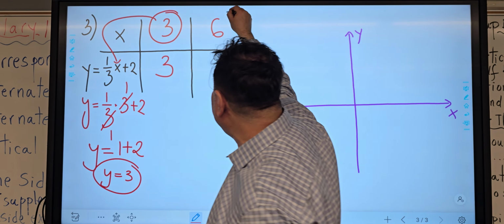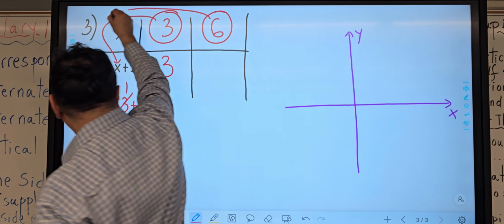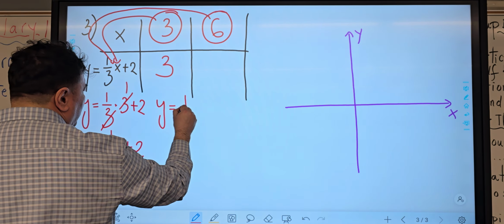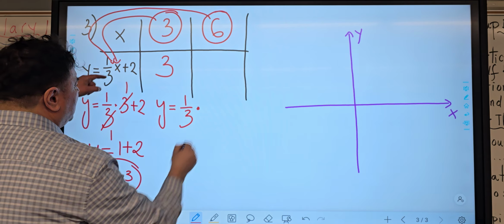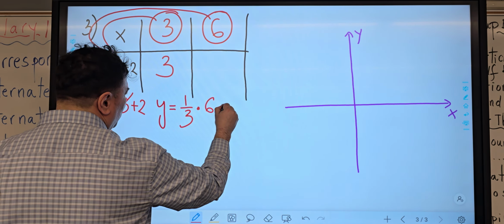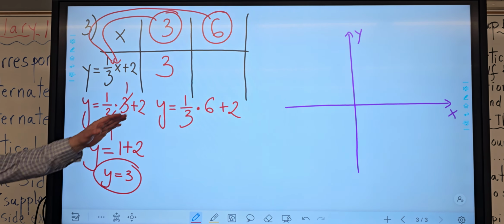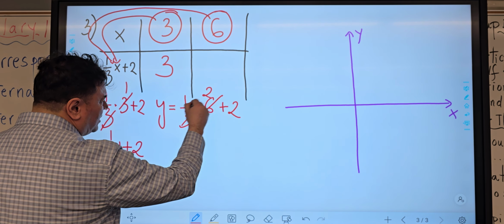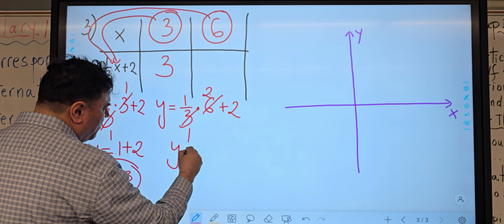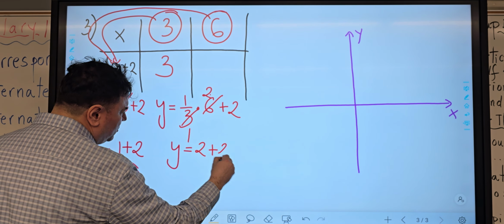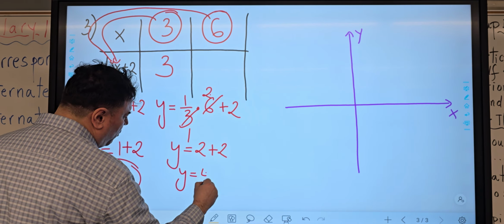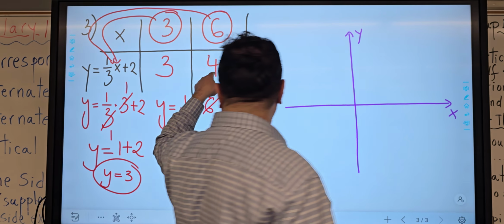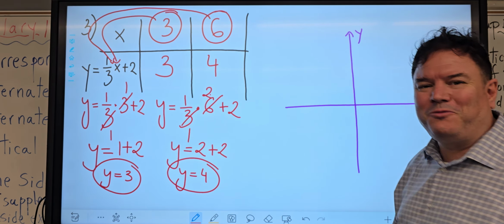And then let's see when x is 6. So we are going to plug in 6 for x. And we have y equals 1 over 3 times, instead of x, we are going to put in 6, plus 2. And again, 6 divided by 3 is 2. So we get 1 and 2 at the top. 1 times 2, 2. 2 plus 2 is 4. Y equals 2 plus 2, or y equals 4. Okay, we got the second value for y. Y equals 4. When x equals 6, y equals 4.